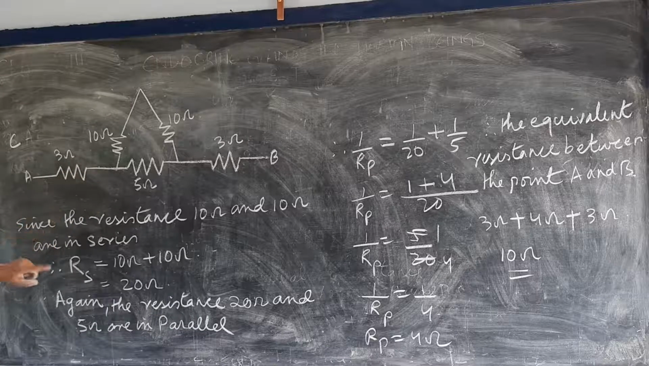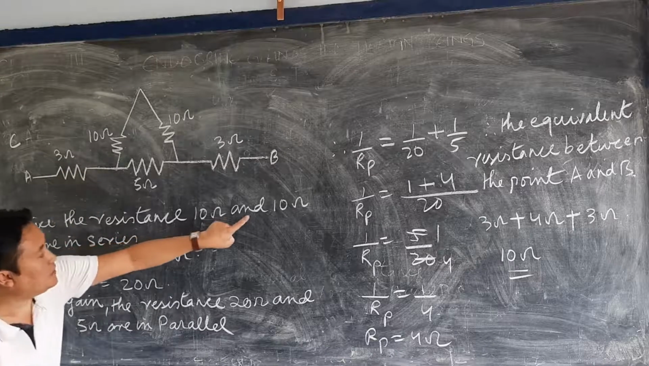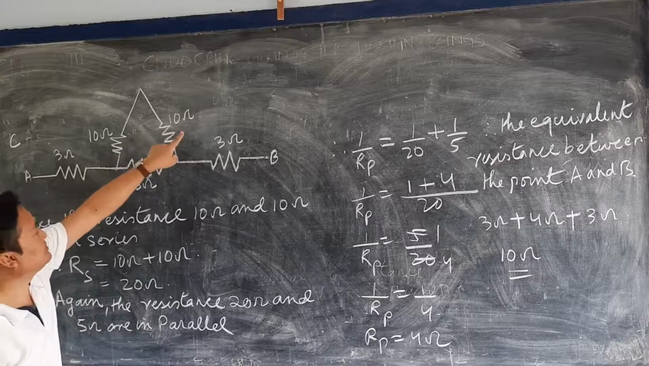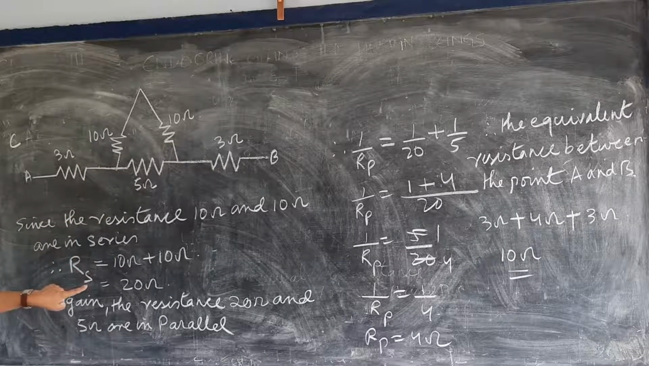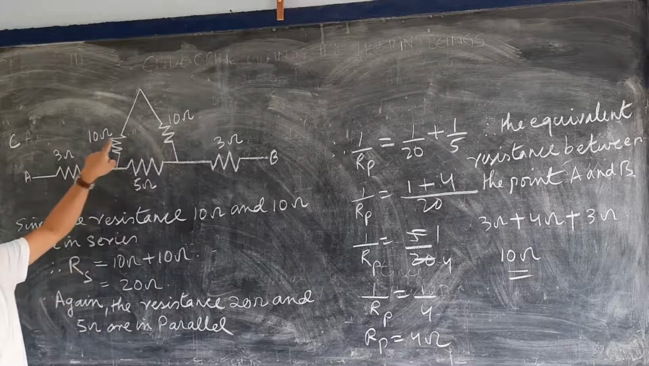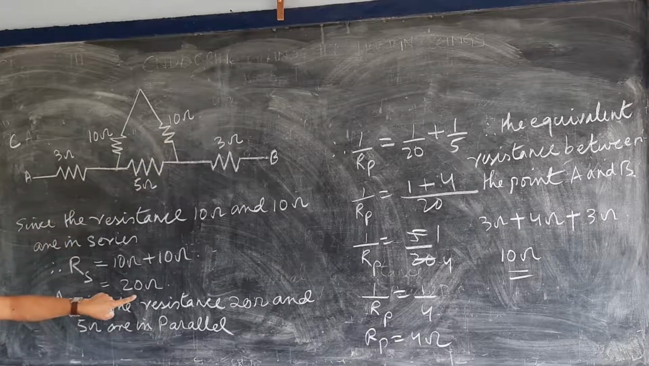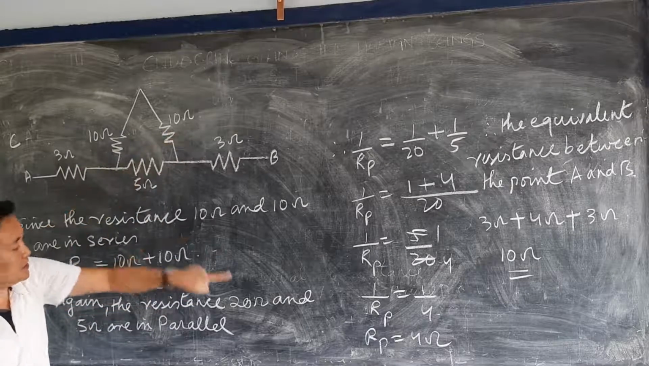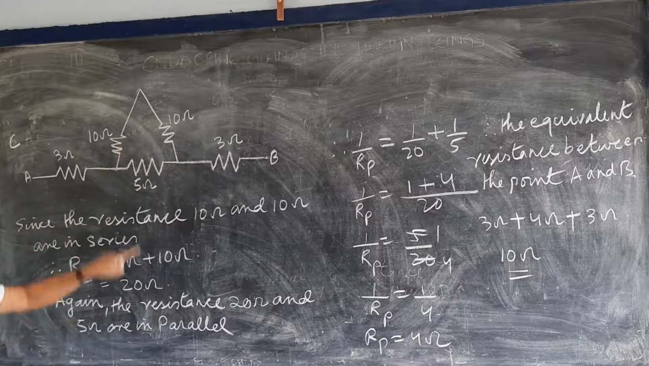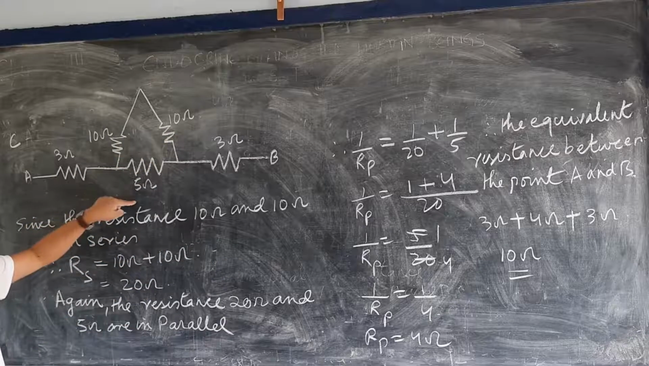So first of all, the 10 ohm and 10 ohm resistances are in series. When they are in series, you can write Rs, the equivalent resistance in series, equals 10 ohm plus 10 ohm. You add this and it becomes 20 ohm. Again, this 20 ohm and the 5 ohm are in parallel.